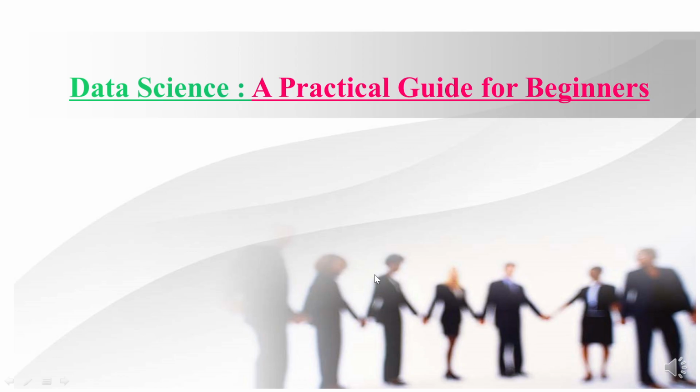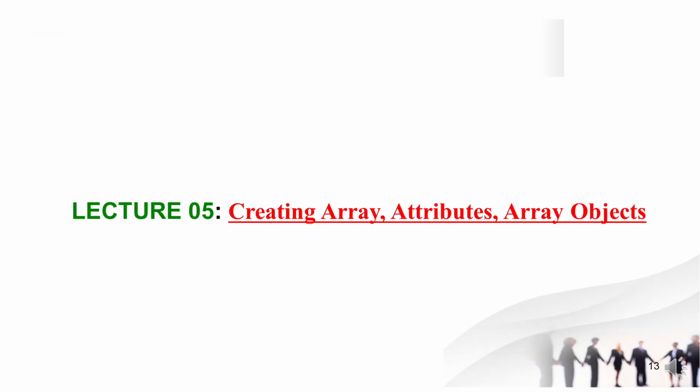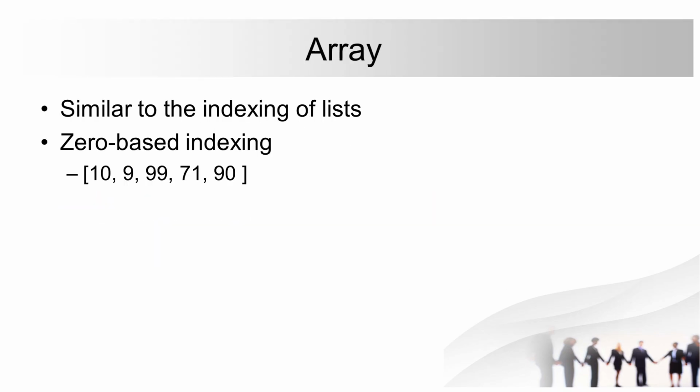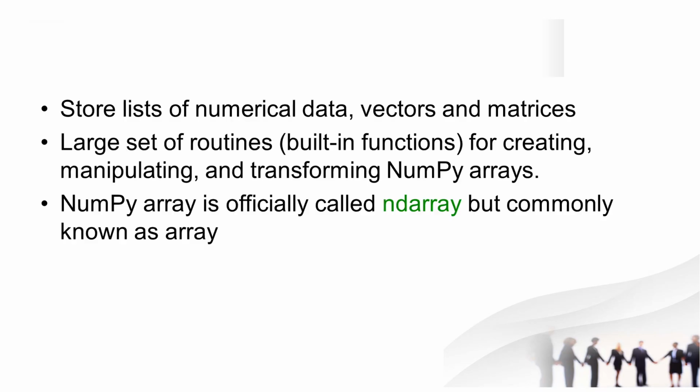Welcome to the data science course, lecture 5. It aims at how to create an array, its attributes and array objects. So what is an array? An array is nothing but an ordered collection of data elements, and it is referenced by its index position. It also has indexing similar to a list, and it starts with zero-based indexing.